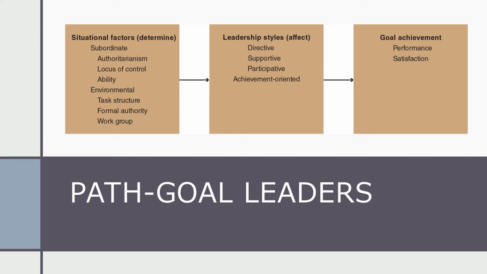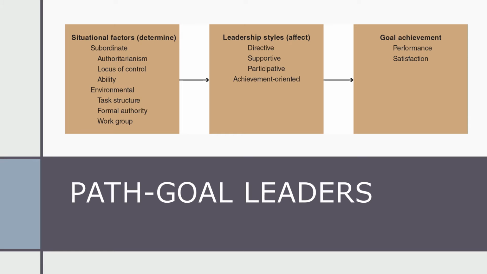Subordinate situational characteristics include, number 1, authoritarianism, the degree to which employees defer and want to be told what to do and how to do the job. Number 2, the locus of control. You can go back to Chapter 8 for that, but it's the extent to which employees believe they and not others control goal achievement. So it's an internal versus external locus of control. And number 3, the ability, the extent of employees' ability to perform tasks to achieve goals.